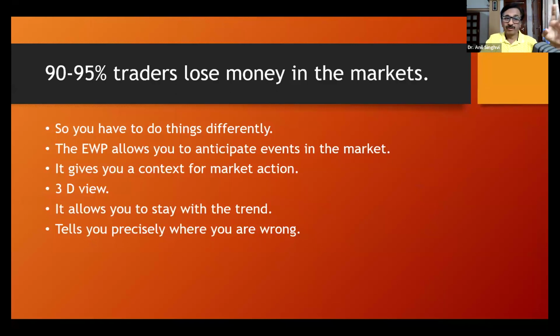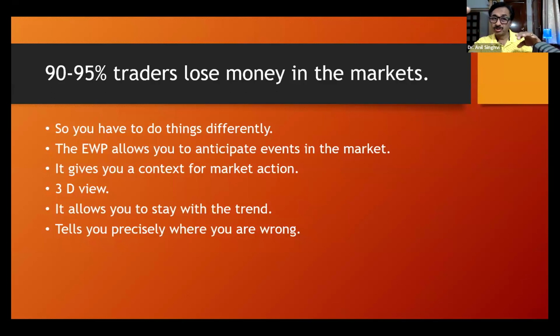So, 90 to 95% of traders lose money in the markets. So you have to do things differently. The Elliott wave principle allows you to anticipate the events in the market, and it gives you context for market action. For example, it has completed a 3-wave move, so it is going to go up. Where is it going to go? All the way to where the 3-wave move began. It could be very far, but it's probably going there. So we have that context. It gives you a 3D view of the market. It allows you to stay with the trend, and also tells you precisely where you're wrong.